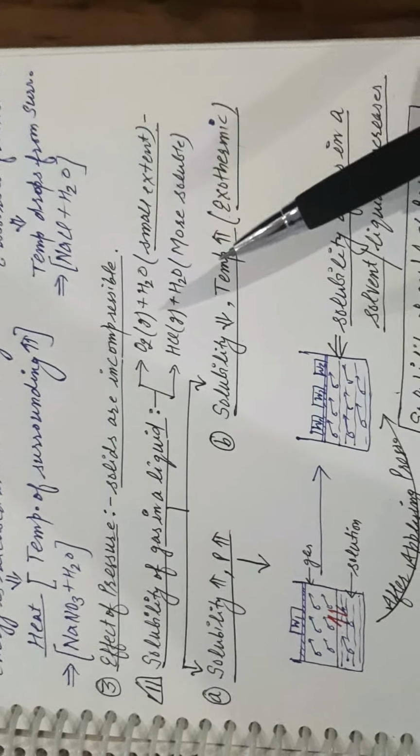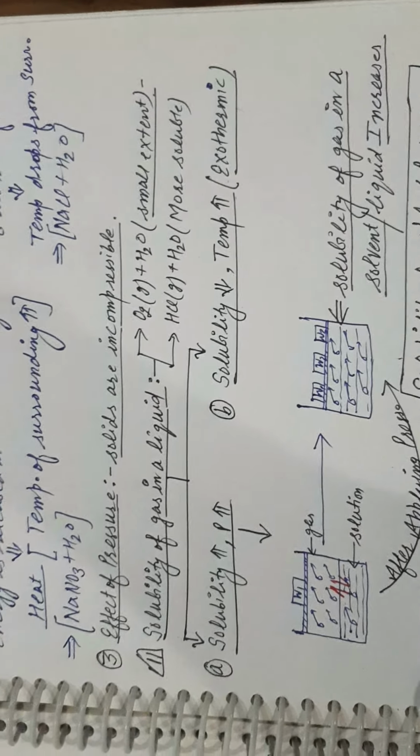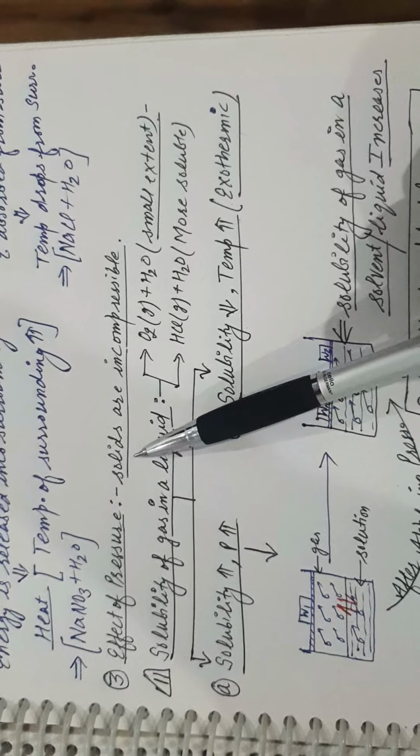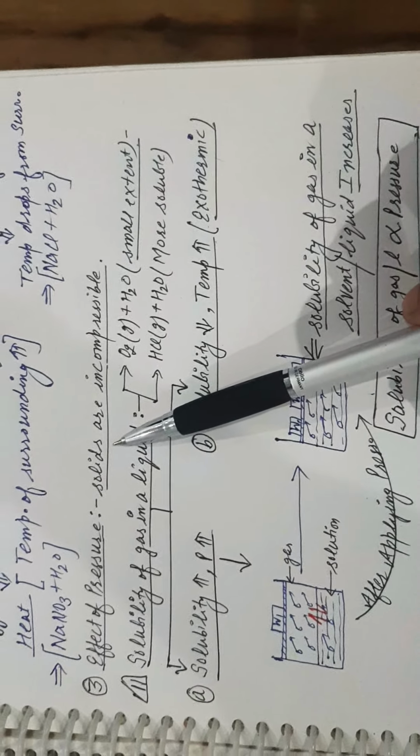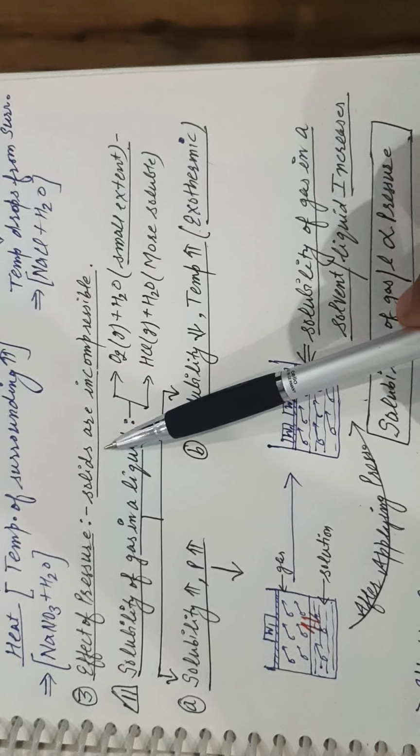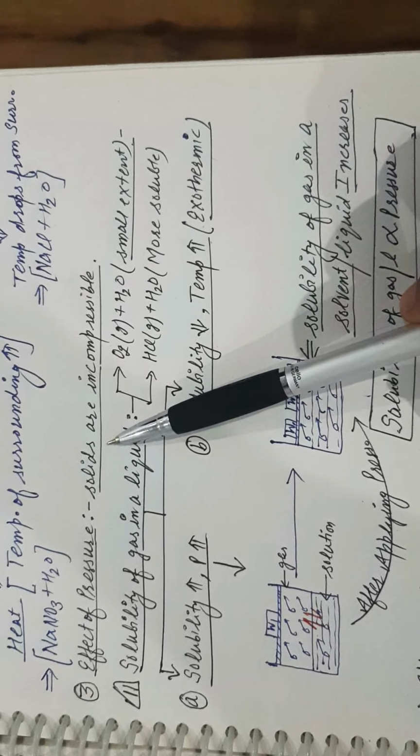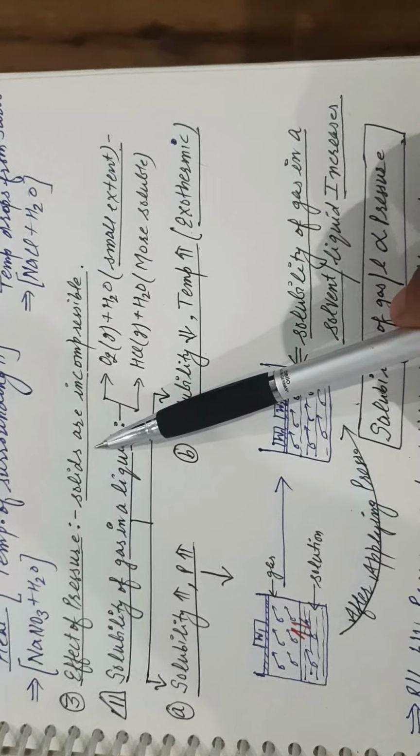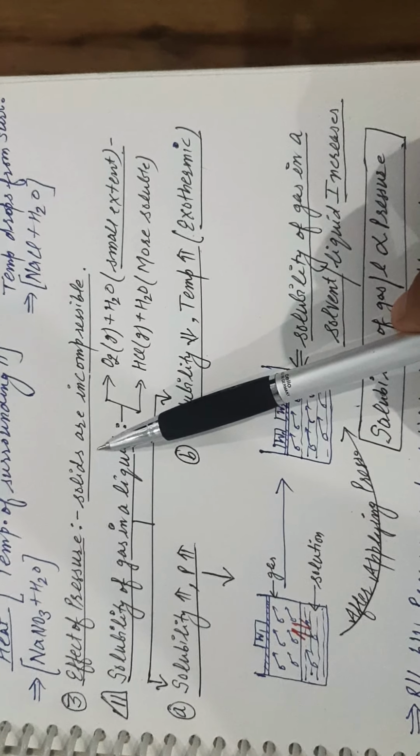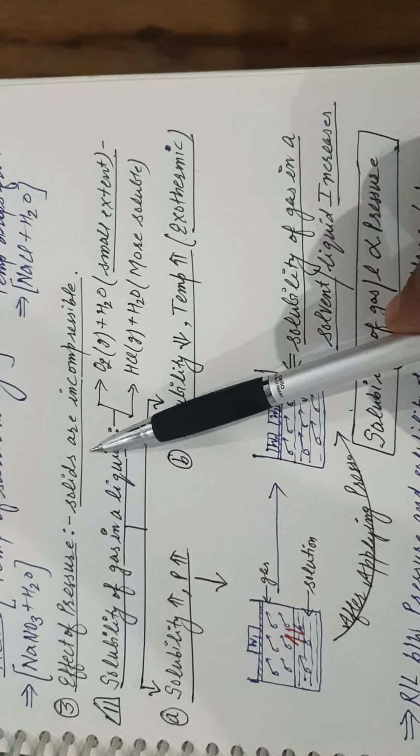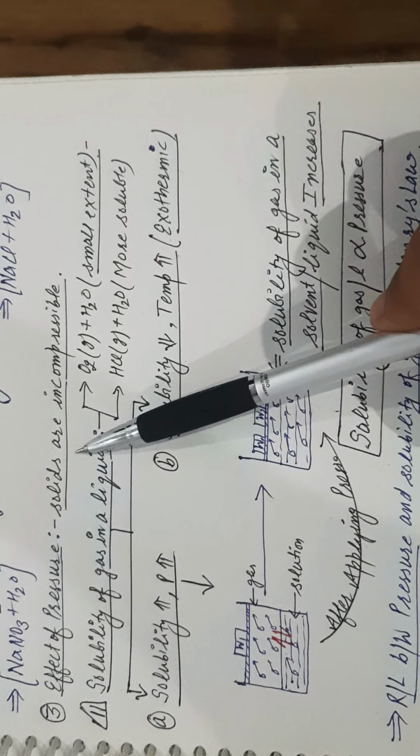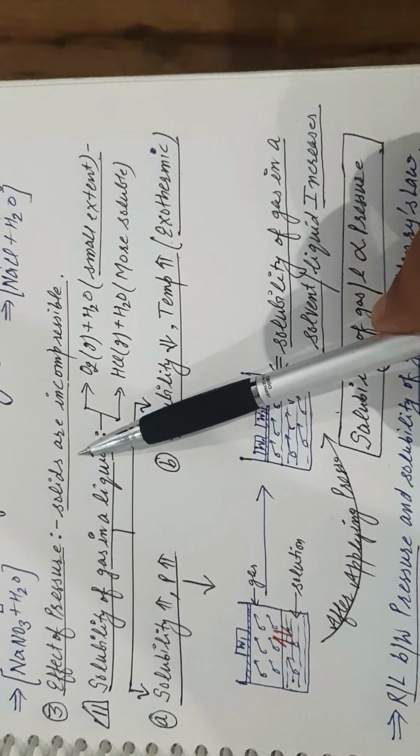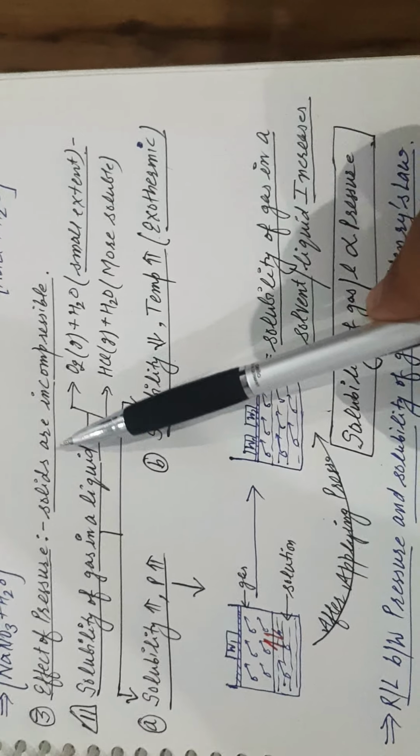And the next effect is known as the effect of pressure. As solute is solid and solids are incompressible, in solid in liquid type solution there is generally no effect of pressure, because solids already have a compact arrangement, so there is no significance of pressure in the case of solid in liquid type solution.